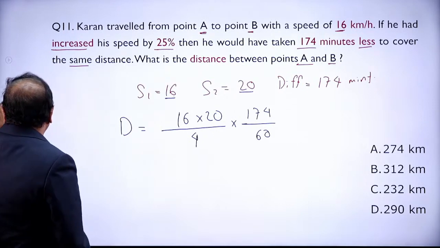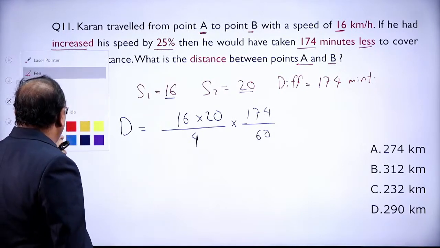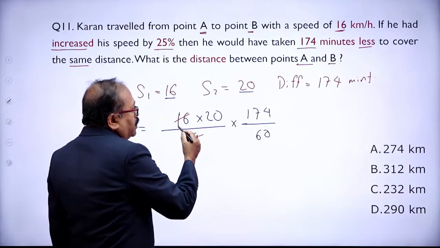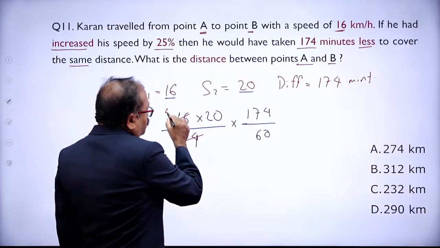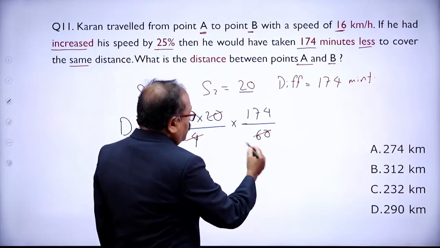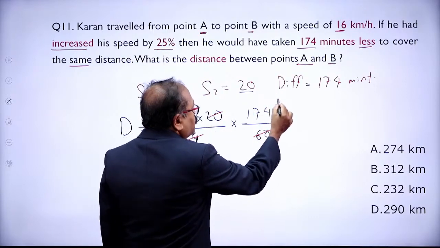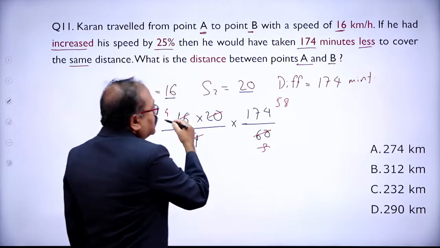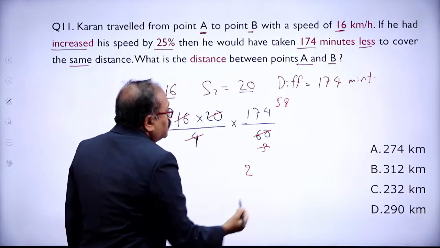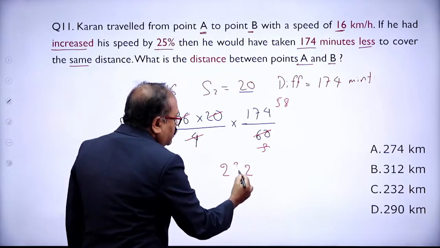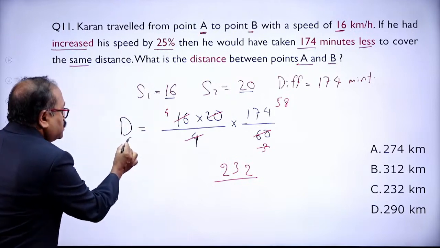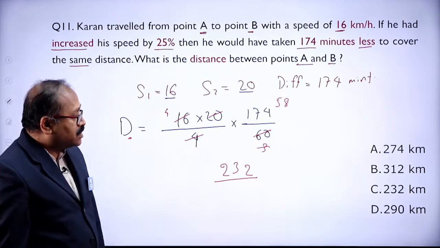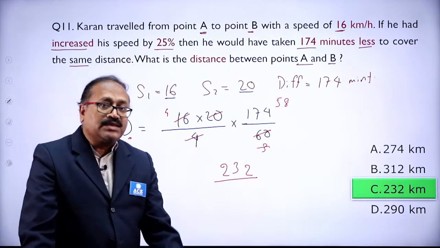Now my friends, if I cancel these numbers, then what happens here? I notice that this gets cancelled 4 times, and with 20 this gets cancelled how many times? 3 times, and 3 5s are 15, and 3 8s are 24. This gets cancelled, and 4 8s are 32, carry 3, and 4 5s are 20 plus 3 is 23, is the distance. Hope I am clear, my friends. So let's check the answer. 232, option choice C.